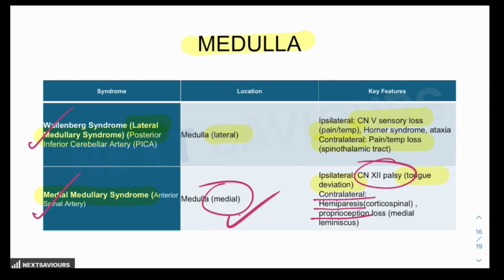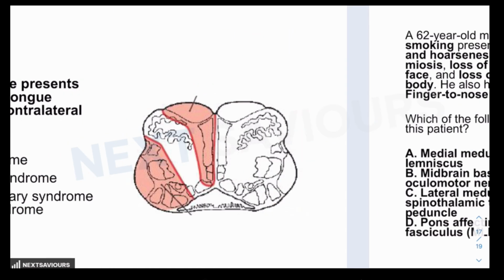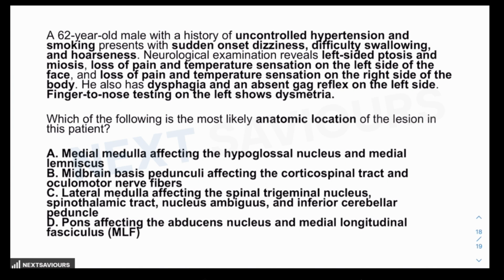The Wallenberg syndrome is caused by the involvement of the posterior inferior cerebellar artery, which is a very, very commonly asked question. And the medial medullary syndrome is because of the involvement of the anterior spinal artery. So let's see a sample question related to this particular one.